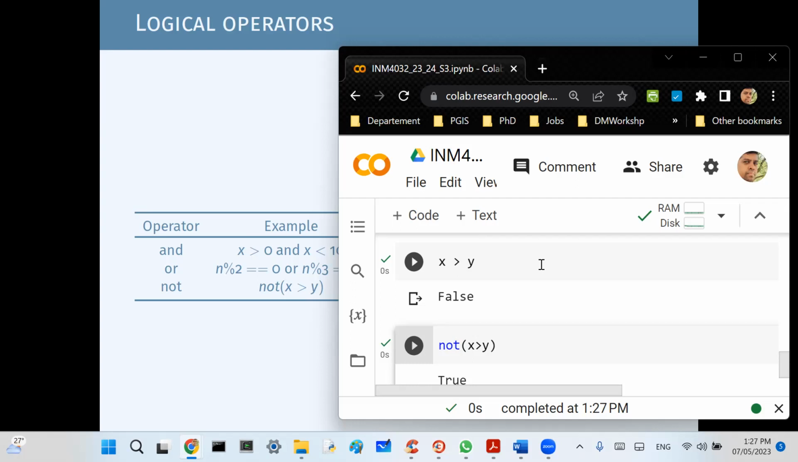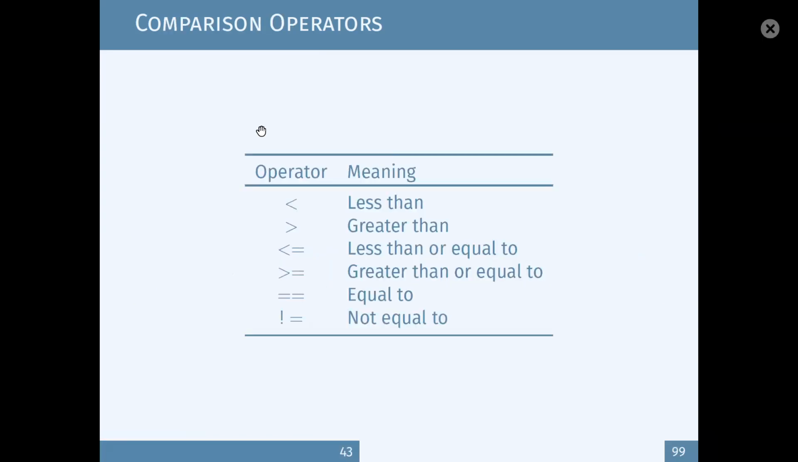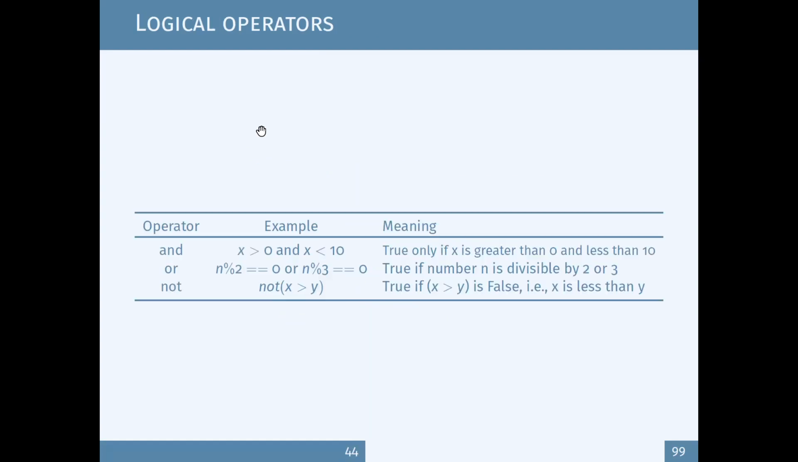So it returned true. So in summary, we already discussed we can use comparison operators. The outcome will be a Boolean value. And further, when you want to combine multiple operators, we can use 3 logical operators: AND operator, OR operator, and NOT operator.